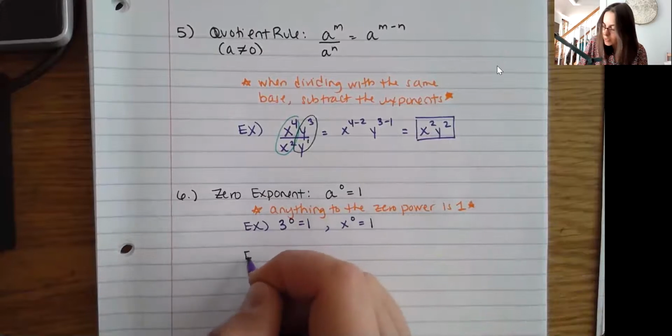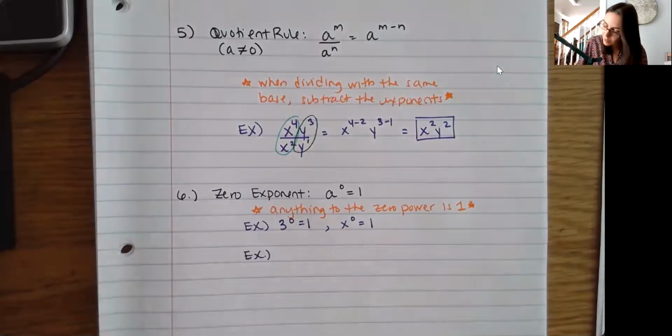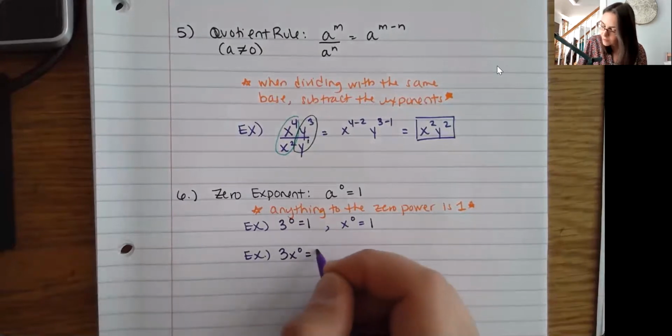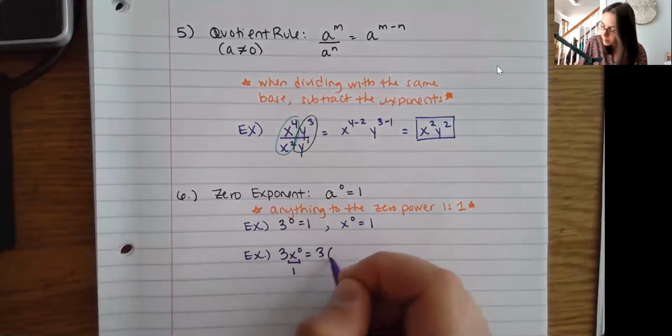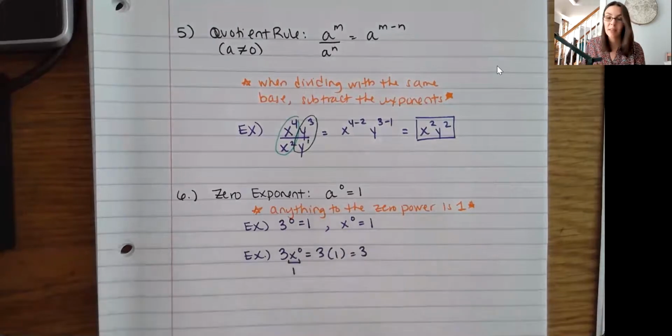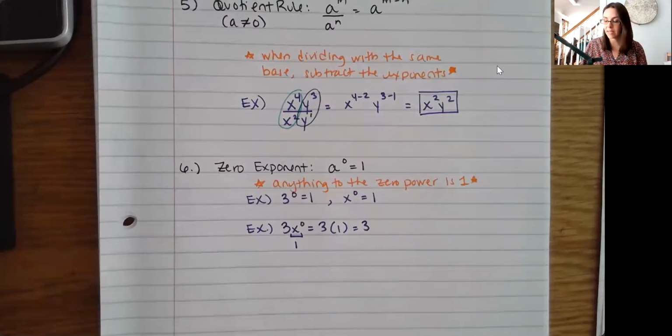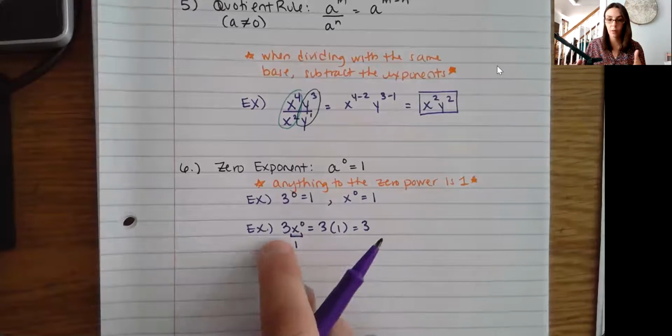Maybe I want to put an extra example in here and do something like, well, what if I have 3x to the 0? Then this part is 1, but my answer is 3. So maybe I need to put a little extra example there to remind myself to be careful. Only things that have the 0 power is 1. But everything else, if it doesn't have that 0 power, you may have to still work with it.